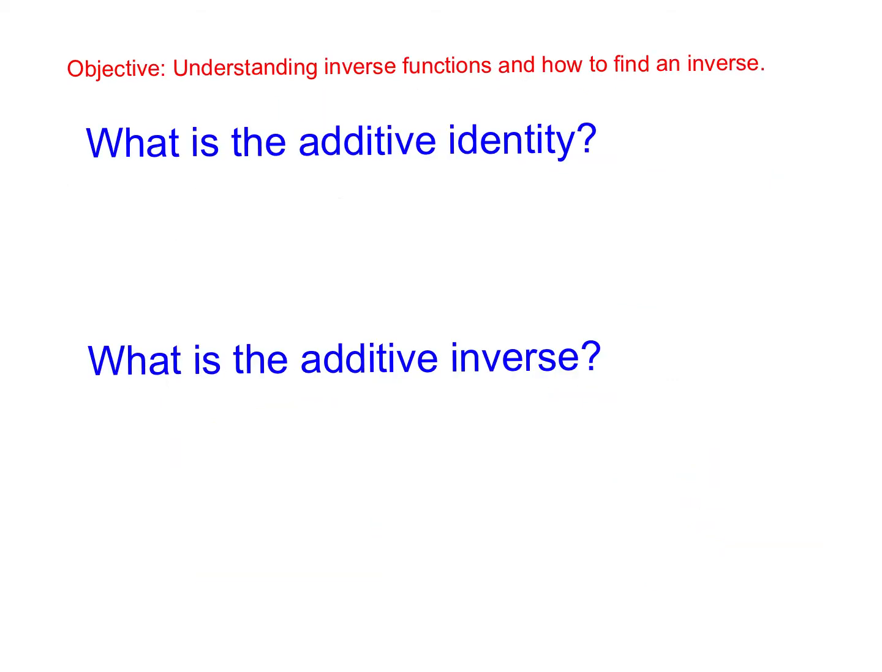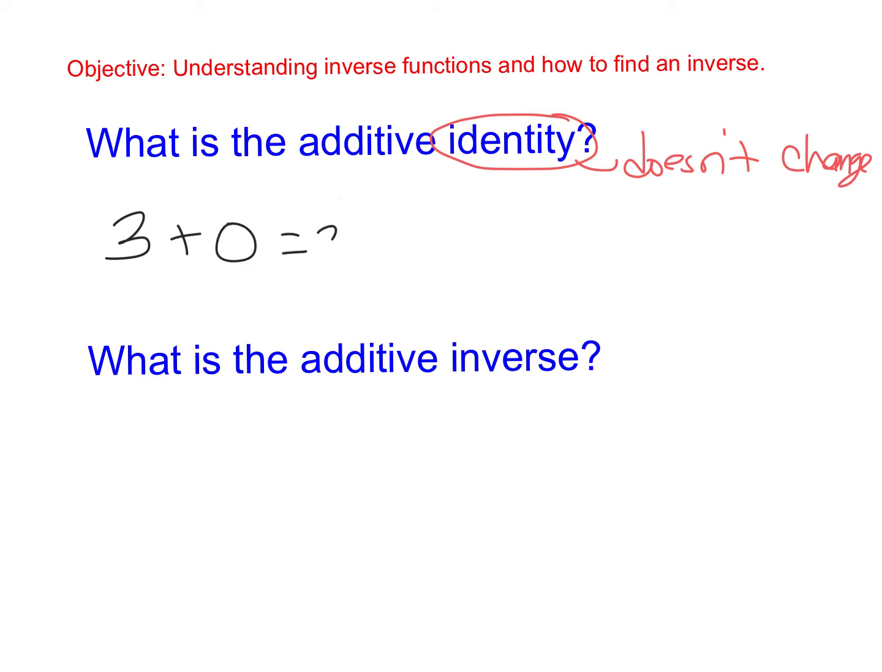Okay, so let's go through real quick. Additive identity. So what is an identity? It's something that doesn't change a number. So what number doesn't change when you add to it? If I have the number 3, what can I add to it and it won't change the number at all? 0, right? So an identity is something that doesn't change a number. So 0 is the additive identity.